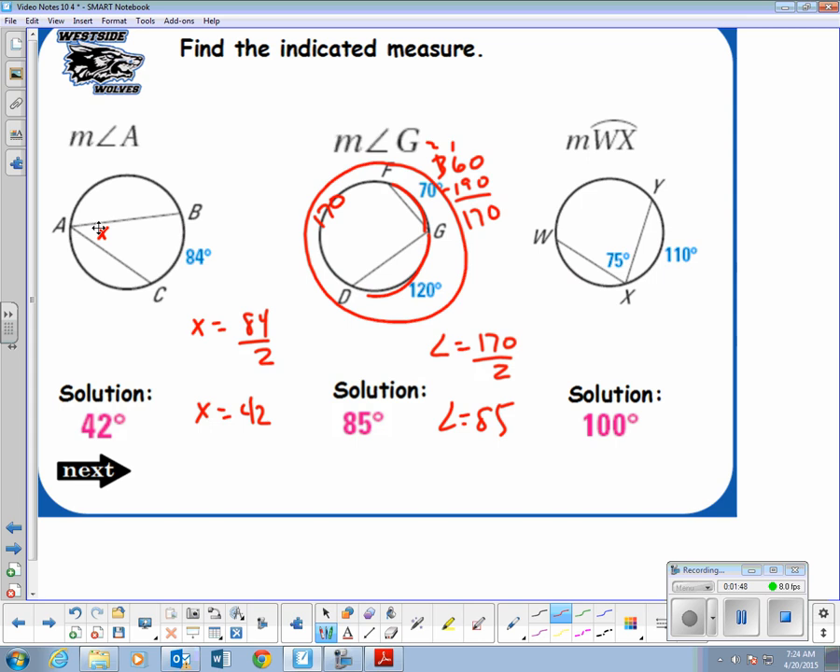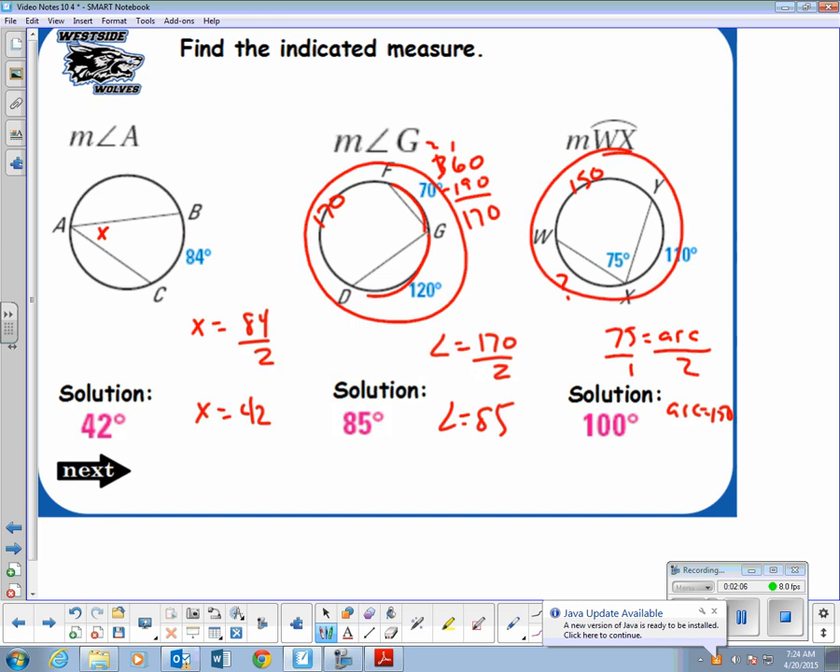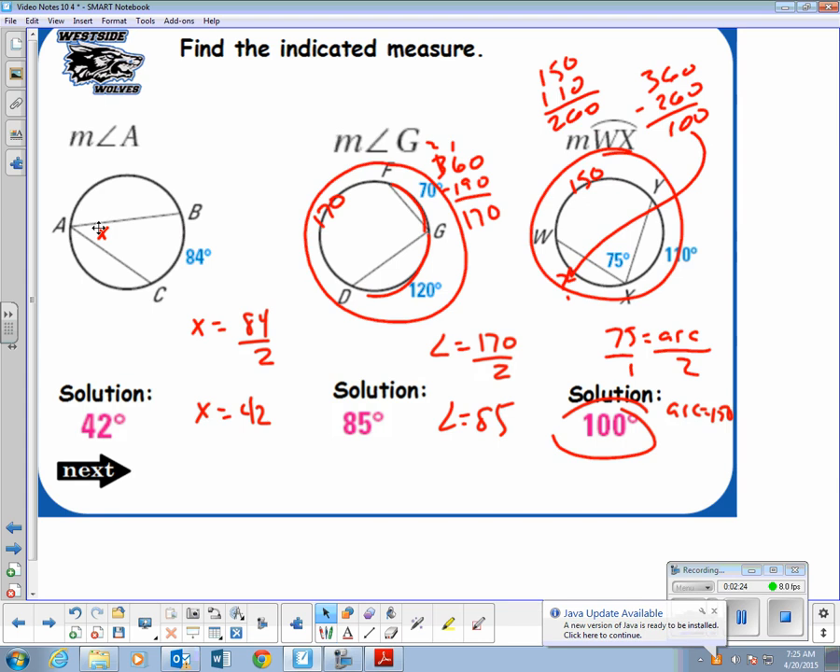This one asks to find this arc right here. So we first know that the angle, 75, equals the arc divided by 2, and since this is a proportion, we can cross multiply, and we know that the arc is equal to 150. So that makes this 150, and we know that a whole circle is equal to 360, and so 150 plus 110 equals 260, which leaves 100 left for that last arc. So 360 minus the 260 leaves me 100 left for that arc right there.